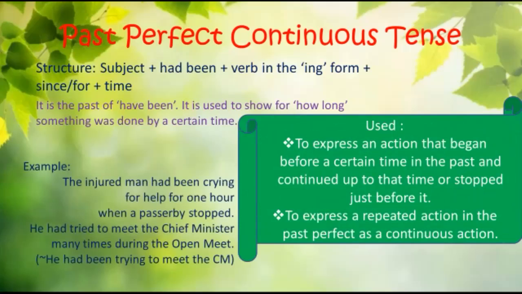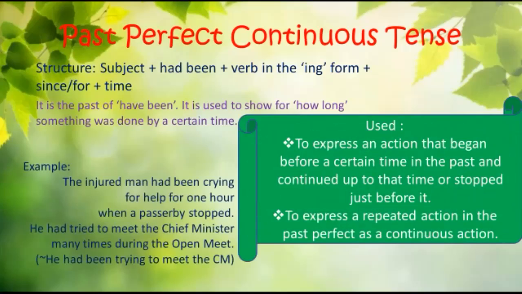It is used to express an action that began before a certain time in the past and continued up to that time or stopped just before it. For example, the injured man had been crying for help for 1 hour when a passerby stopped. So here it was continuing. He had been crying, but he stopped when a passerby stopped.